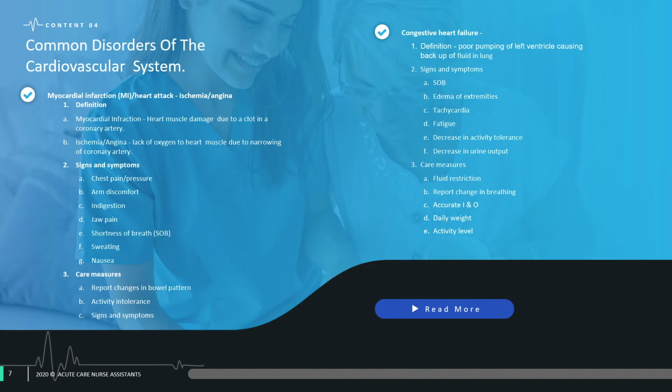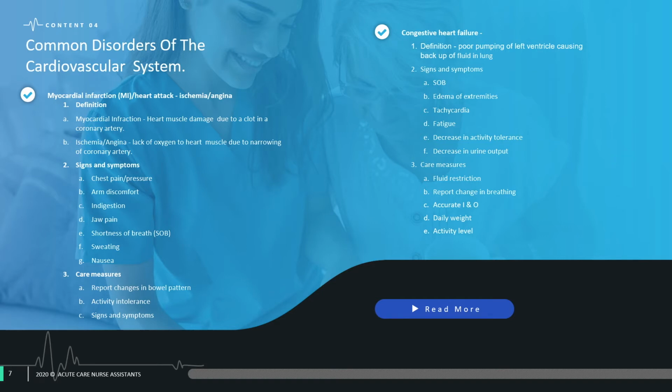Signs and symptoms: chest pain and pressure, arm discomfort, indigestion, jaw pain, shortness of breath, sweating, and nausea. Care measures: report changes in bowel pattern, activity intolerance, signs and symptoms.